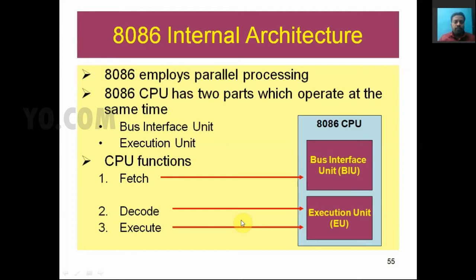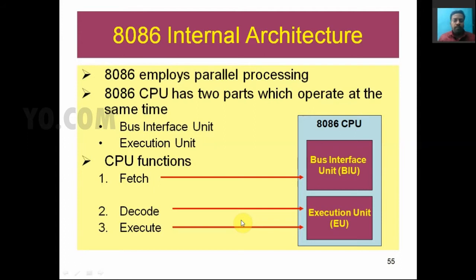So the 8086 employs parallel processing. What is parallel processing? Parallel means simultaneously. Parallel processing means the processor executes one instruction, and at the same time the processor can do another operation. So simultaneously it will perform different operations. That is parallel processing. So the 8086 CPU is divided into two parts, which operate at the same time. That is called parallel processing.